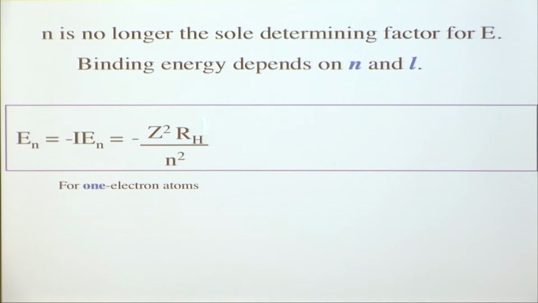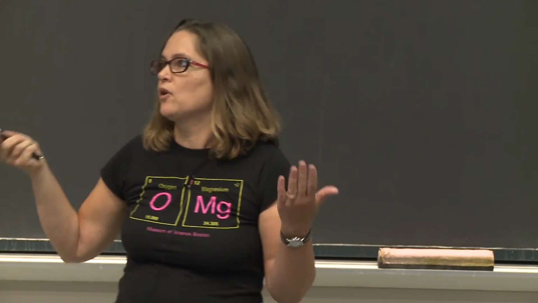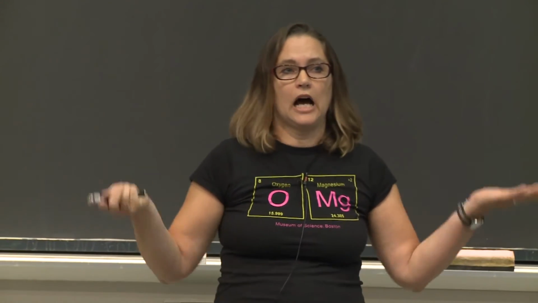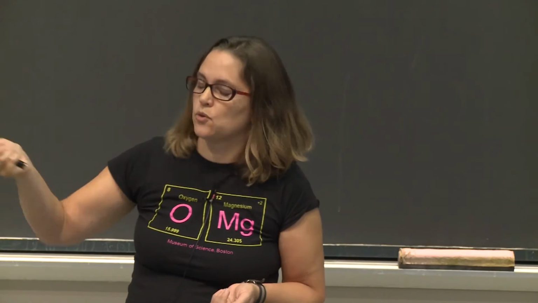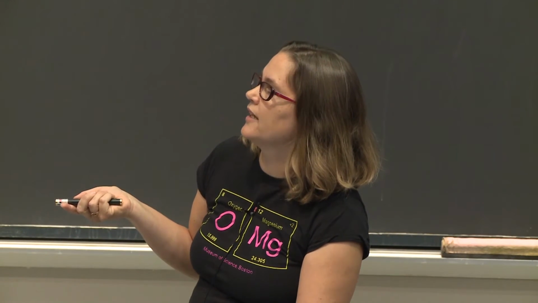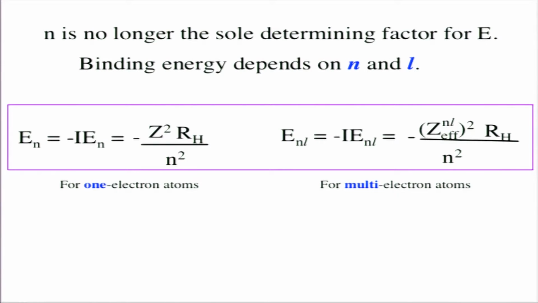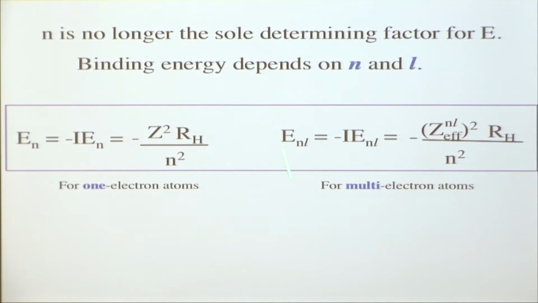And so for hydrogen, Z is 1, but there are other one-electron ions, at least, and then you have to worry about Z. All right, what about a multi-electron system? Looks pretty much the same. But now, instead of just having n, we have n and L, because L matters with a multi-electron system.